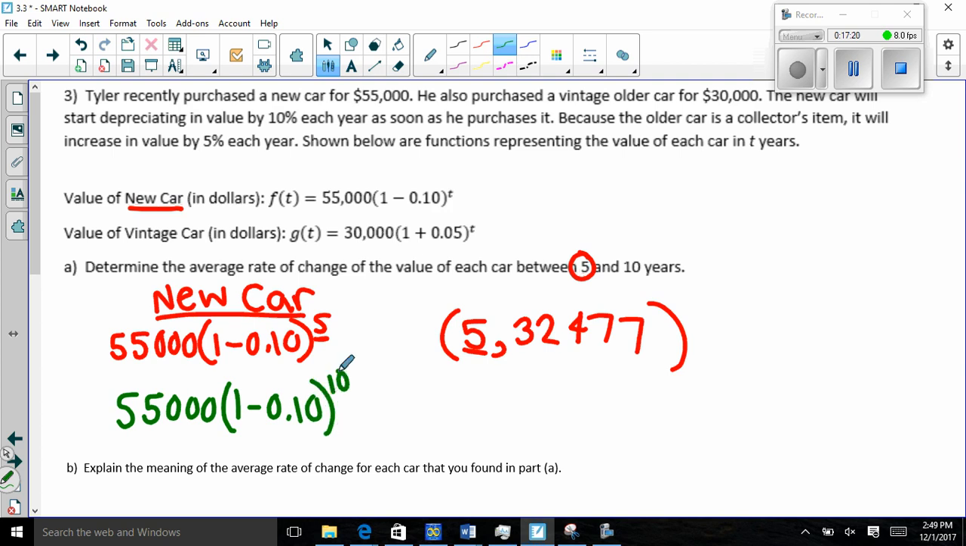And do it to the 10th power, which I know my x is 10. When I do that and round to the nearest dollar, it's 19,170. So by 10 years in, even though I paid 55,000, now my car's only worth 19,000.